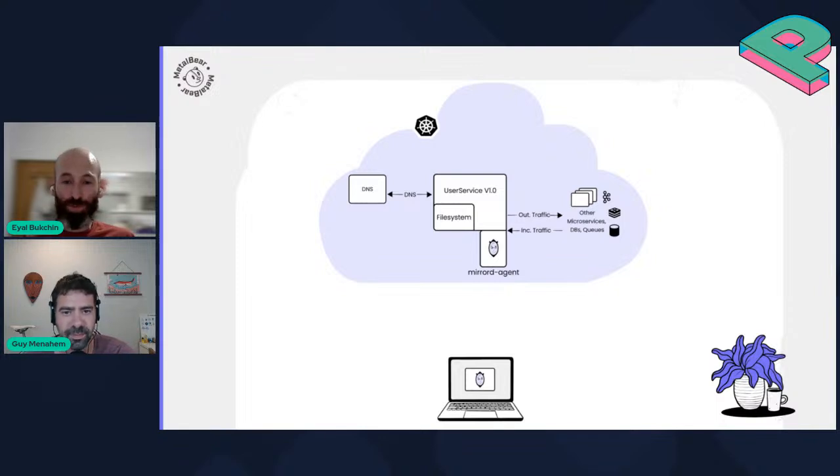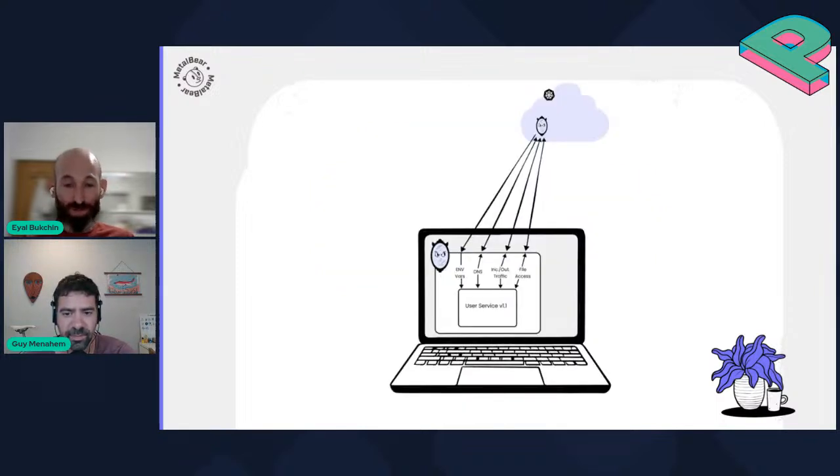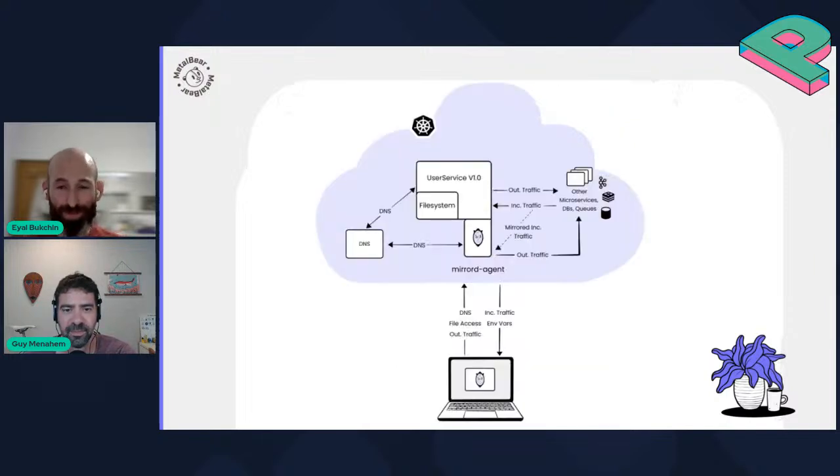So once we have the agent running, and this is where the interesting part starts, what MirrorD, the layer, does is override all of the input and output syscalls for the local binary, right? So the file reads and writes, the incoming and outgoing traffic, the DNS calls, the environment variables, all of this is intercepted by MirrorD, and it is proxied to the cloud.